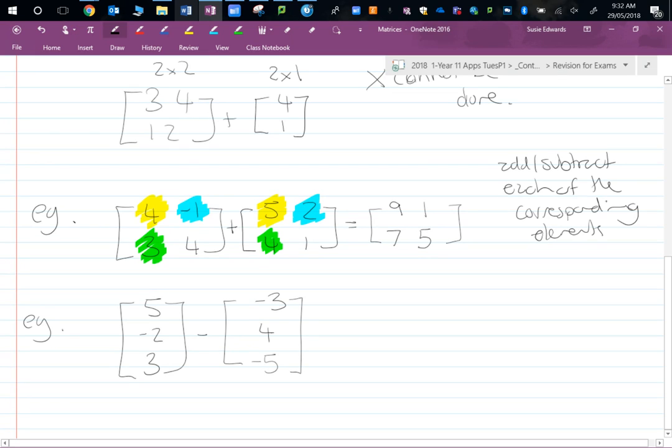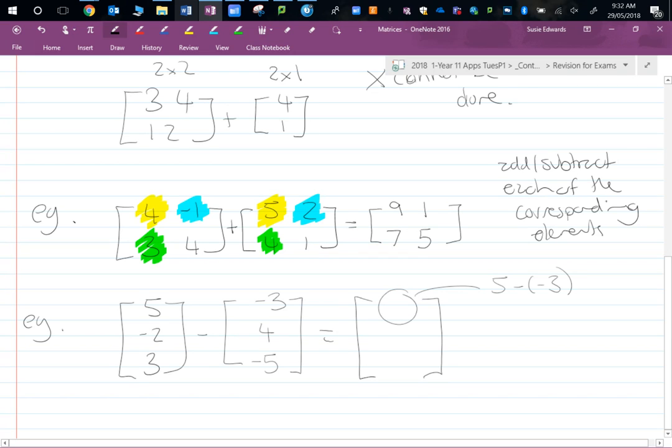All right, can we subtract these two matrices? Yep, because they have the same dimensions. So we need to look at it. So we're going to end up with the same dimensions for our answer. So we're saying 5 take -3. So 5 take -3.